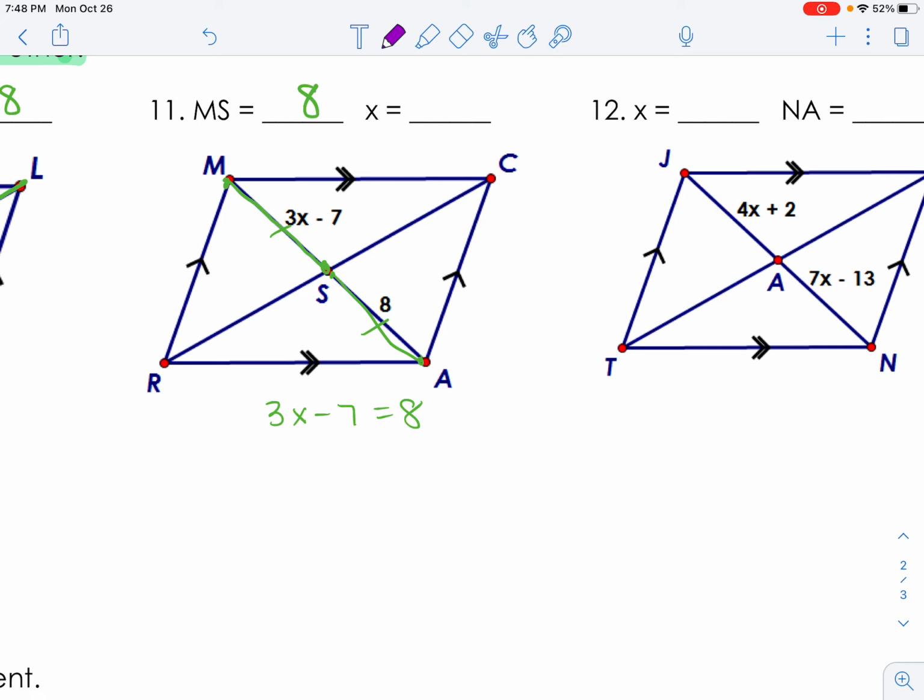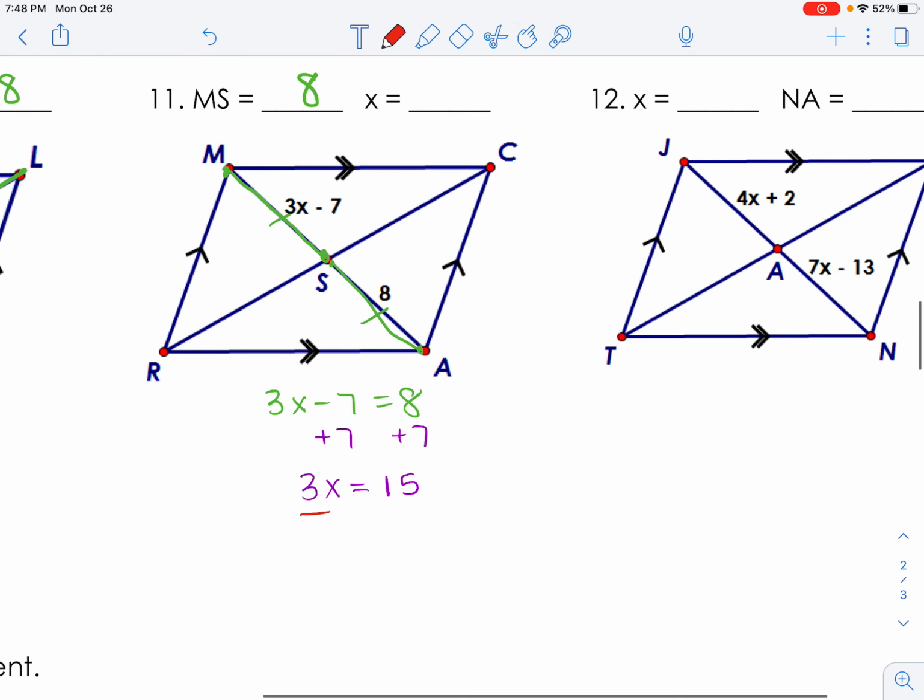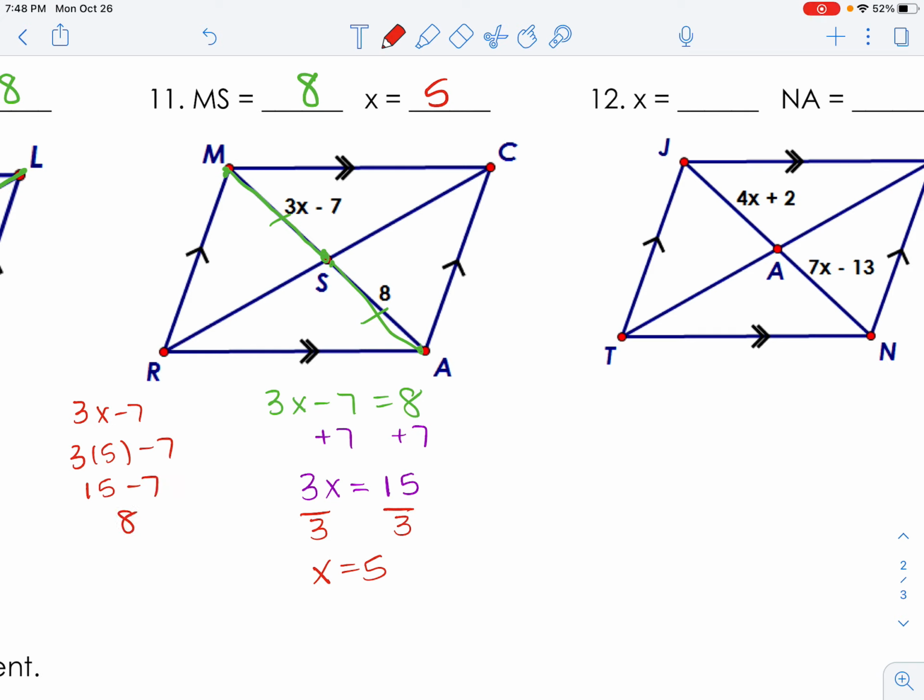When I solve this, the first thing I'm going to do is add 7 to both sides. And I get 3x equals 8 plus 7 is 15. Next, I'm going to divide both sides by 3. We get x equals 5. Now, we've already determined what MS equals, but it could be helpful just to double check our work. So I'm going to make sure that when I take 3x minus 7 and plug in 5 for x, we indeed get 8. So 3 times 5 is 15, minus 7 is 8. So we did the check and we were right.